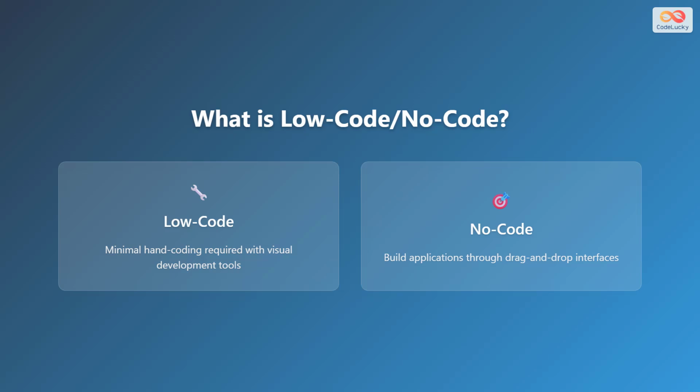Let's understand what low-code and no-code really mean. Low-code refers to platforms that require minimal hand coding, utilizing visual development tools to create applications. On the other hand, no-code platforms allow you to build applications through drag-and-drop interfaces without needing to write any code.